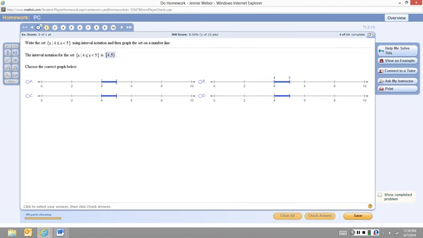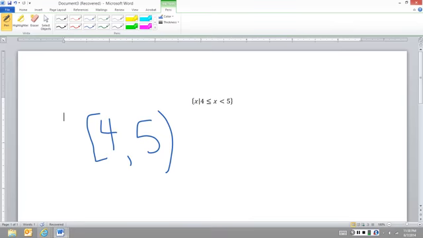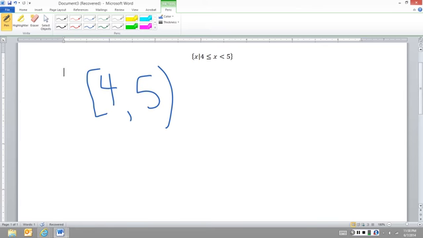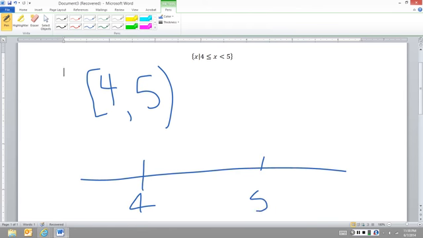And now we want to graph it. And so to graph it, we're going to do the same thing. We have our graph here. Here's 4, and here's 5. And so we start here with 4, and we put a bracket, and we're going to go to 5, and then we put a parenthesis. So you're just using the same notations.